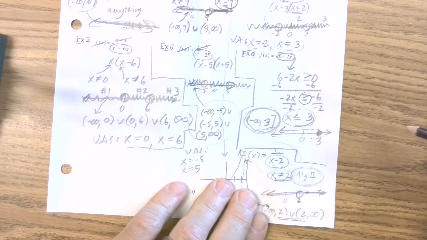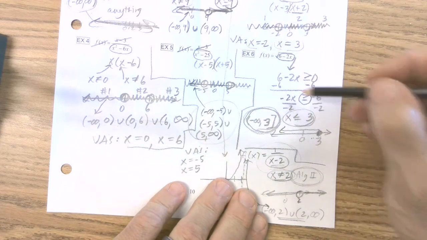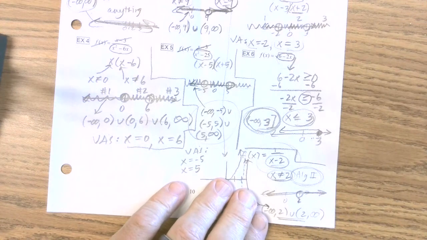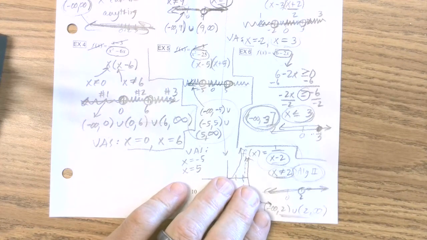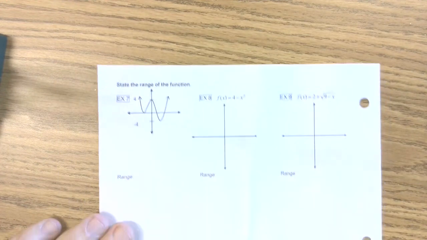Okay? Now, vertical asymptotes, there really aren't any. We'll explain that more, but if you go to decimals, we'll talk about it. But we'll talk a lot about that in class. Okay? All right. Now, this is interesting.